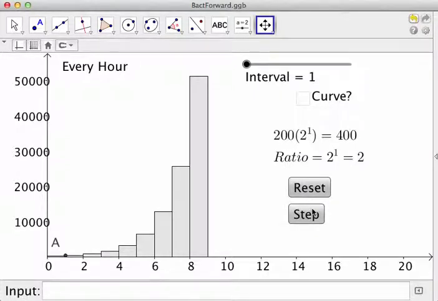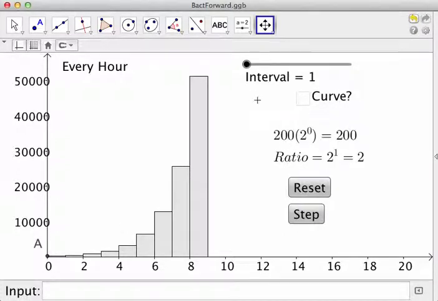we're at 200 times 2 to the first, then 200 times 2 to the second, 200 times 2 to the third, because every hour we're doubling, and the exponent here is counting the number of hours. So every time we step up 1 in the exponent, we double. The ratio from hour to hour is 2 to the first, or 2.